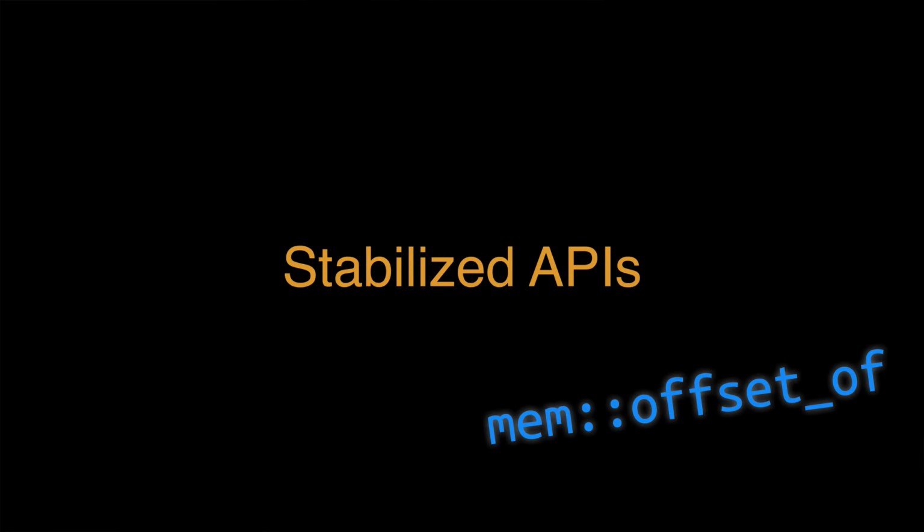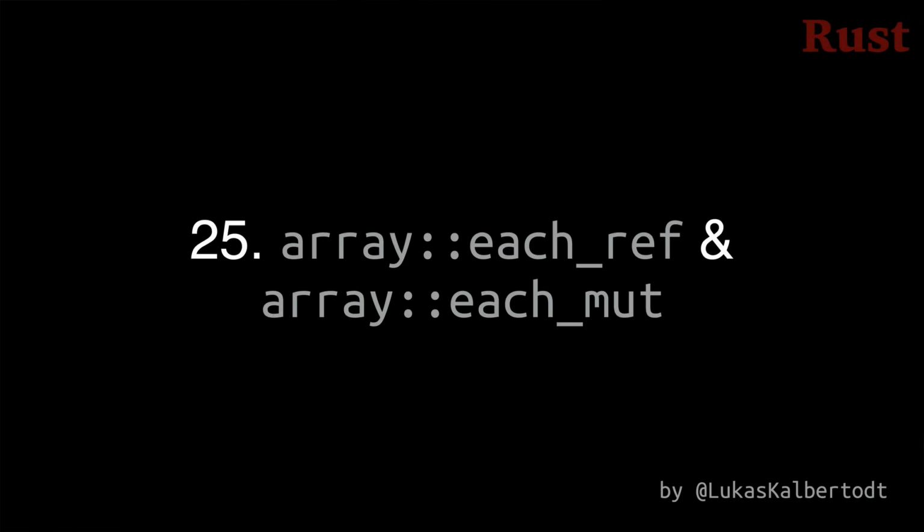Now let's go over the APIs in Rust that stabilized in 1.77. We've already covered the mem offset_of stabilization in number 3 above today, so we'll skip that one. Number 25. 2 array primitive methods have stabilized, each_ref and each_mut, which return new arrays containing immutable or mutable references respectively to the values in the original array. These are particularly useful when combined with the map method.